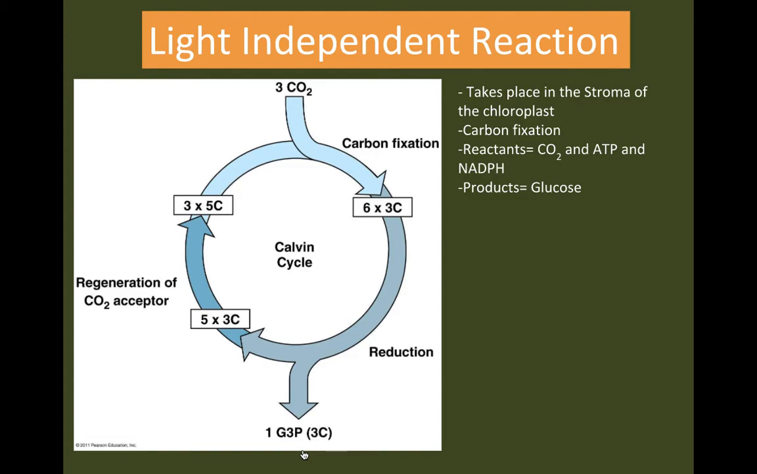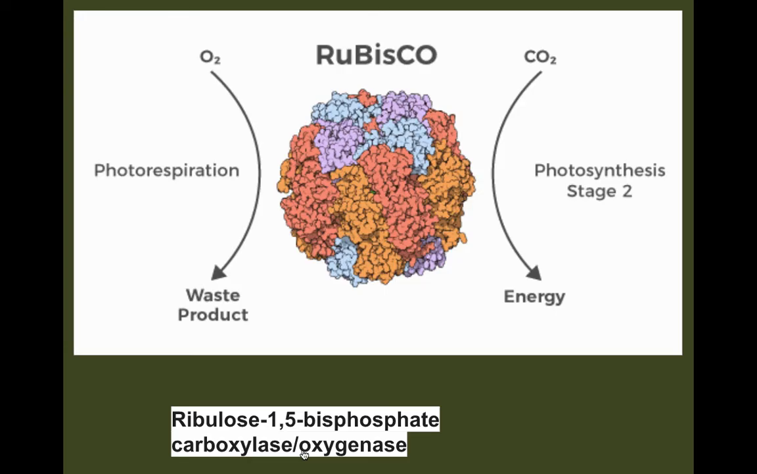So Calvin cycle: CO2 turns into sugars. This series of reactions is catalyzed by an enzyme. The enzyme is called rubisco, okay? And rubisco is actually an acronym. It stands for ribulose 1,5-bisphosphate carboxylase oxygenase. You do not need to know that. You just need to know rubisco.